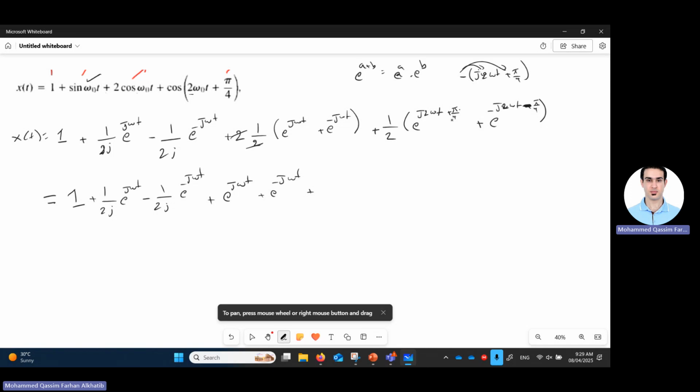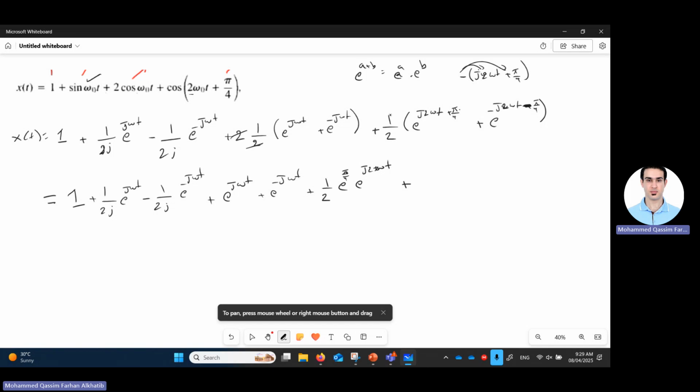Because I have pi over 4. So 1 over 2 e to the power pi over 4 e to the power j 2 omega t. So that's the first expression. e to the power pi over 4, I put it before, the 1/2 still there. And I have e to the power j 2 omega t.